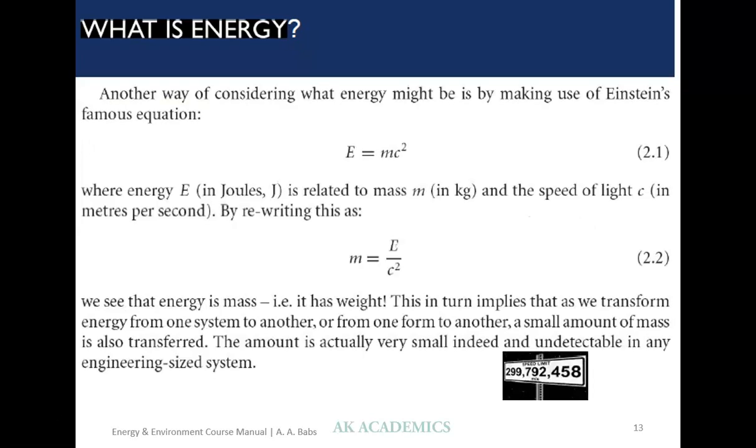Now, there are several ways to understand the concept of energy that have been researched by several scientists. Another way of considering what energy might be is by making use of Einstein's famous equation, E = mc², where E is energy in joules, m is the mass, measured in kilograms, and c is the speed of light, measured in meters per second. When you rewrite this equation, it is given as m = E/c². That means the mass is equal to energy divided by the speed of light squared.